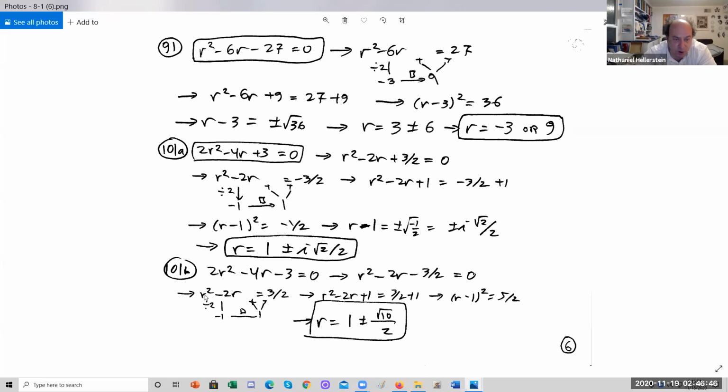Same completing the square. Take half of -2 is a -1. Square that for a 1, add 1 to both sides. So r squared minus 2r plus 1 is 3 halves plus 1. So r minus 1 all squared equals 5 halves. Take a square root. Well, I skipped a few steps there. You get root 10 over 2. Add 1 to both sides. r equals 1 plus or minus root 10 divided by 2.